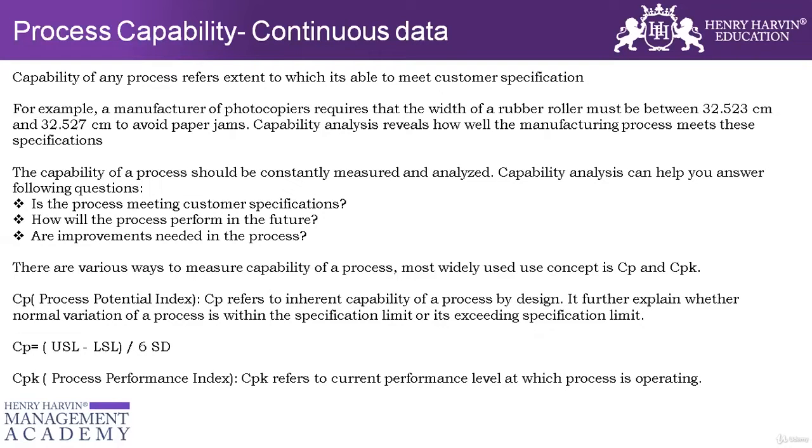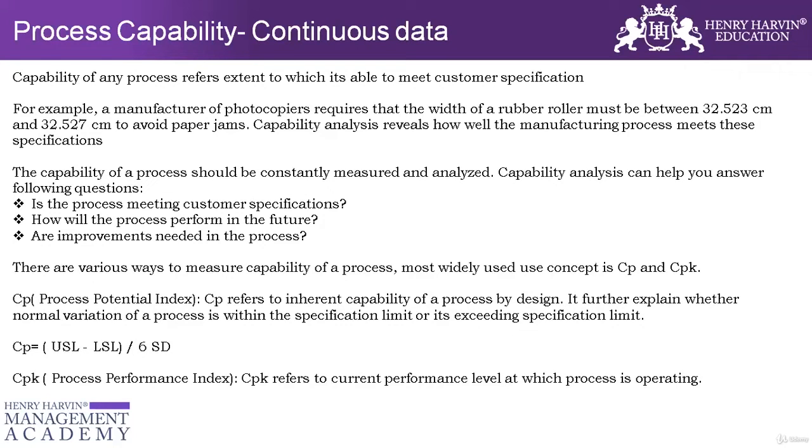Okay. The formula for Cp is USL minus LSL upon 6 standard deviation. Okay, so we'll talk about how this formula is derived as well. But you can only calculate Cp when you have both the specification limits. If you have only one specification limit, you will not be able to calculate Cp. So there is a prerequisite to calculate Cp. You have to have both upper specification limit and lower specification limit.